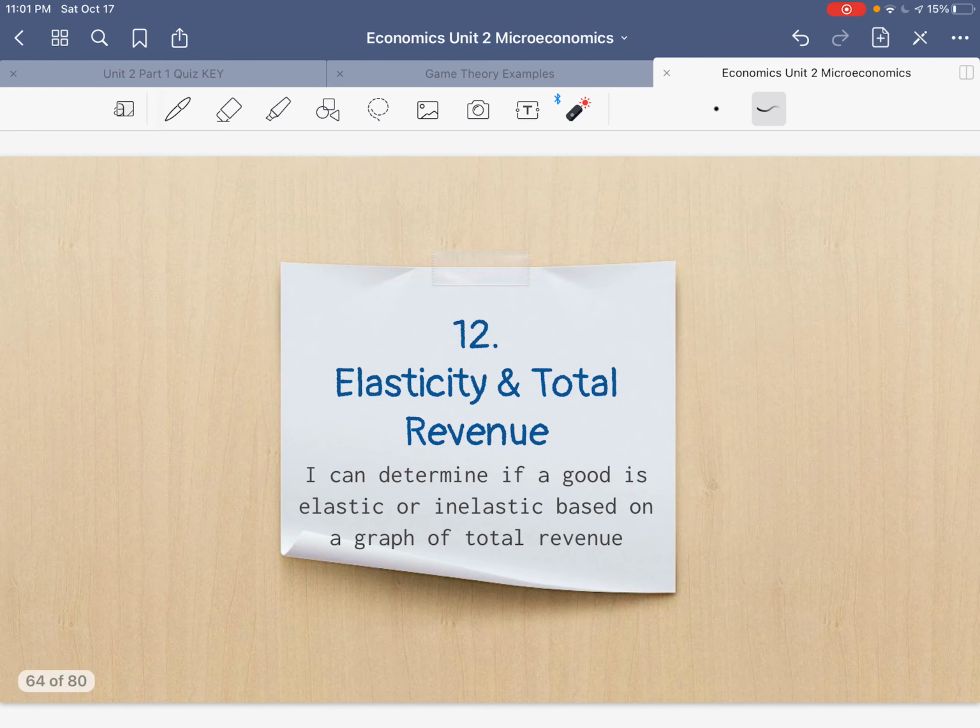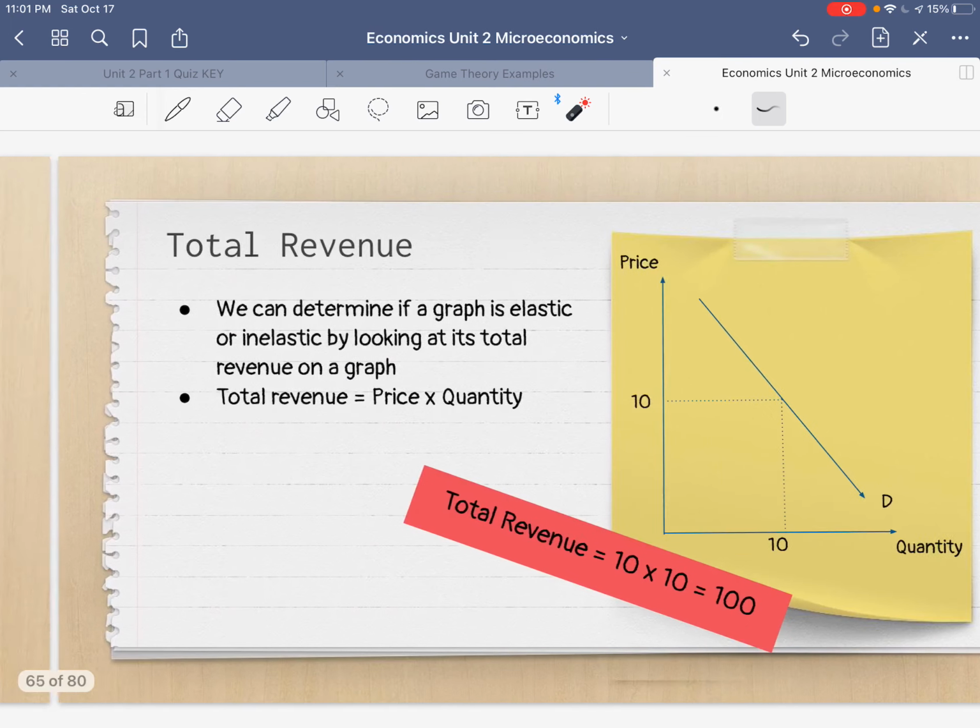So how do we find this on a graph? Total revenue is how we find out whether a good is elastic or inelastic if the graph isn't shaped the way it's supposed to be. If the graph is still just a 45-degree angle, you can still find out if the good is elastic or inelastic using a little bit of very easy math. And we just look at the graph. It's called a total revenue graph. So here we go.